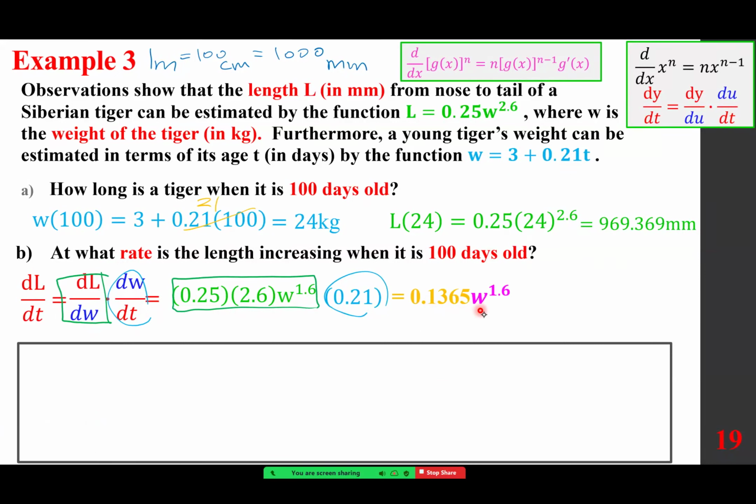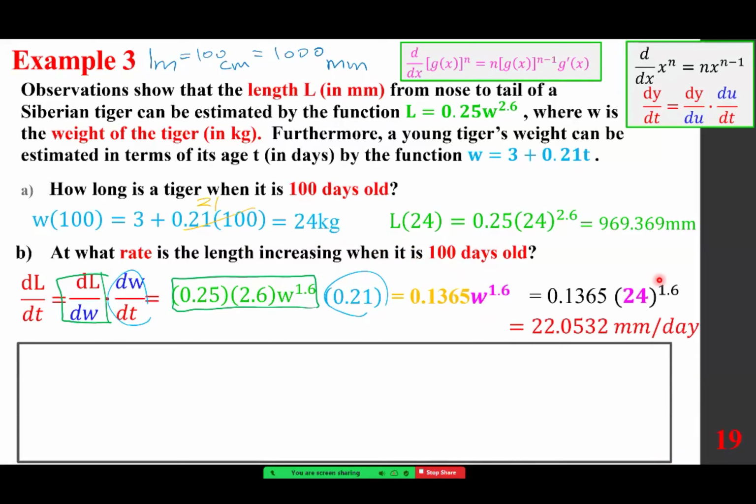If the question was to find the derivative and not necessarily after 100 days, you really have to change the W to 3 plus 0.21t to make this a function of t. But since we want it after 100 days, and we know W when the tiger is 100 days old is 24, we can replace W with 24. Use a calculator. And it gives you 22.0532 millimeters per day, the units of the length over the units of the time.